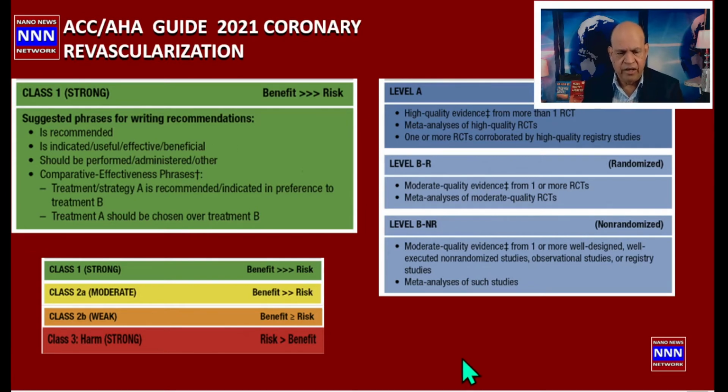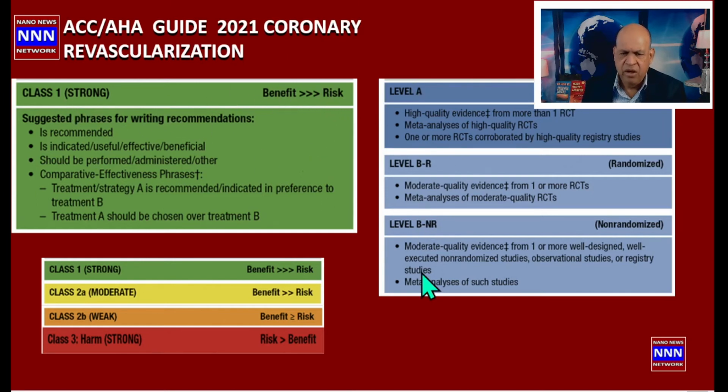And we're going to talk about that now. Class 1 is a strong indication where the benefit far outweighs the risk. Just remember the top lines here, and it has been substantiated by randomized clinical trials. It has been substantiated by meta-analysis, things like that. That is as far as the class is concerned.